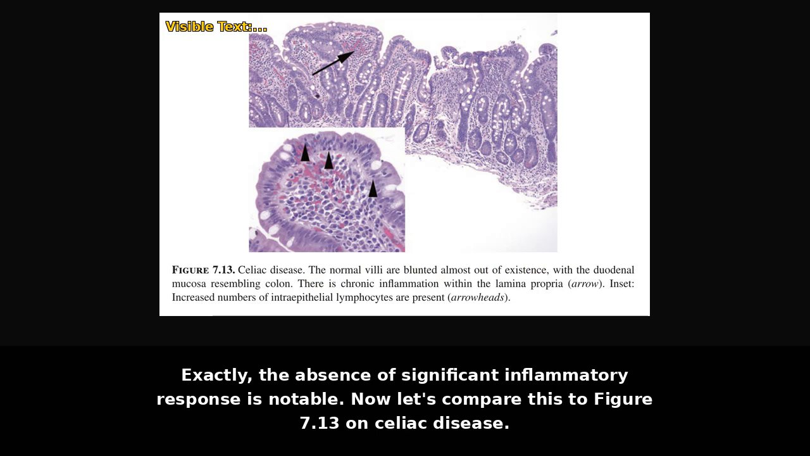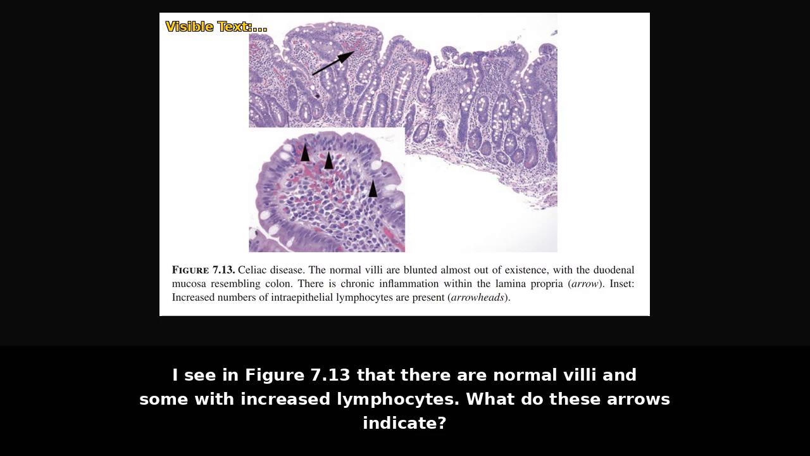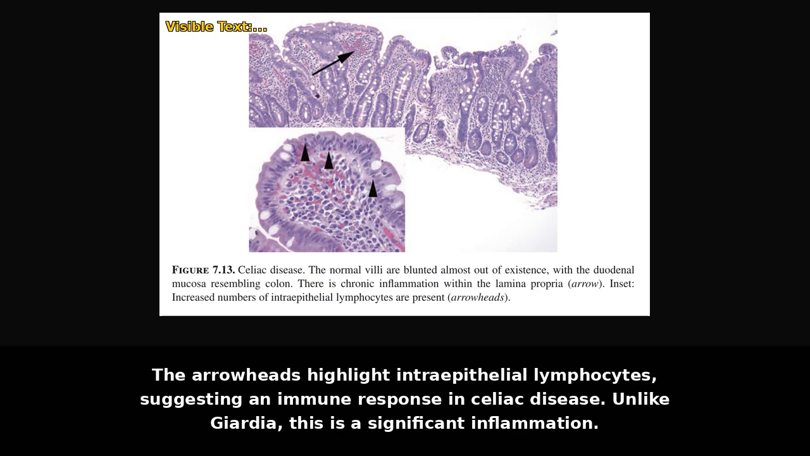Now, let's compare this to figure 7.13 on celiac disease. I see in figure 7.13 that there are normal villi and some with increased lymphocytes. What do these arrows indicate? The arrowheads highlight intraepithelial lymphocytes, suggesting an immune response in celiac disease. Unlike Giardia, this is a significant inflammation.